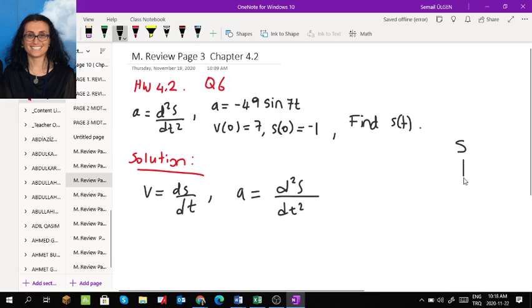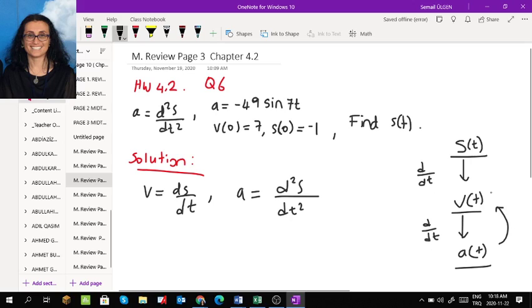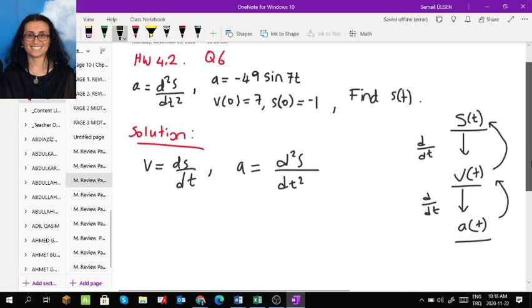So we have s here. If you take the derivative, you get v, and if you take the derivative, you get a of t. This is the position function, this is the velocity function, this is the acceleration function. You take the derivative, d over dt, and you get the derivative. To go backwards, you ask the opposite question: for which function is the derivative going to be equal to that?